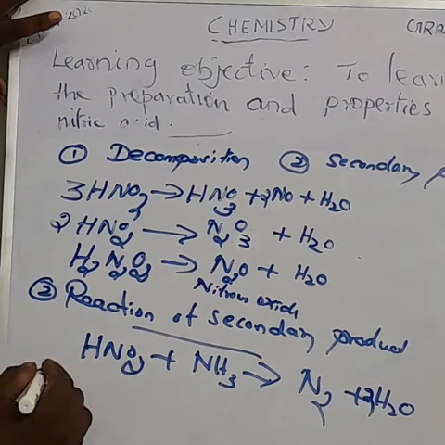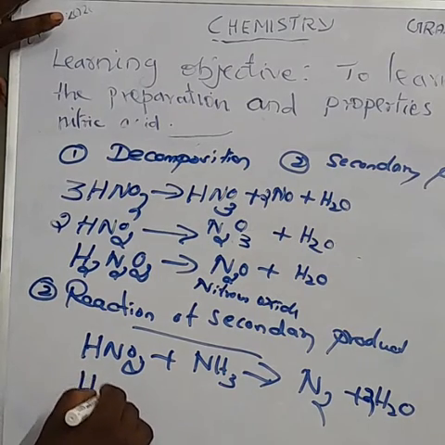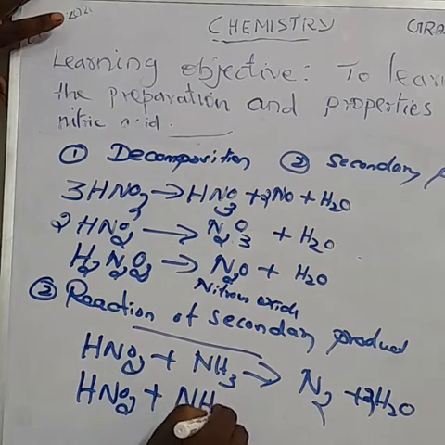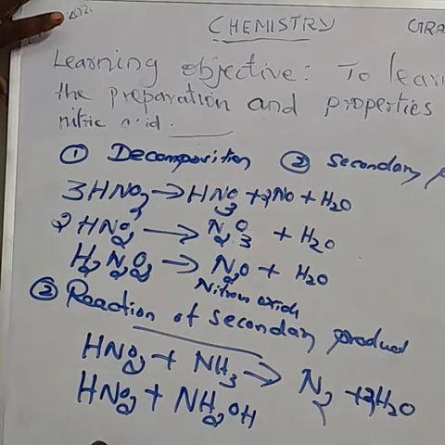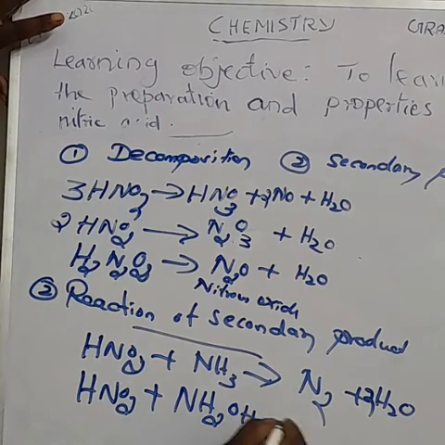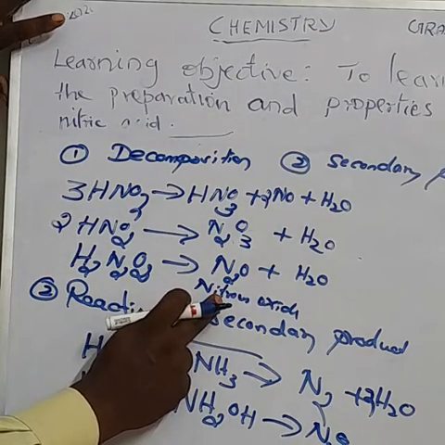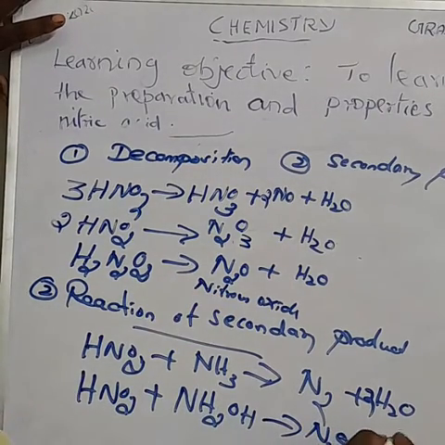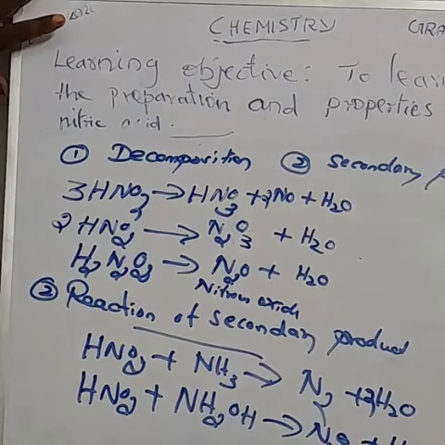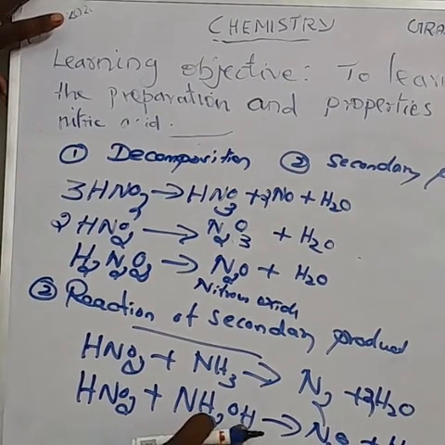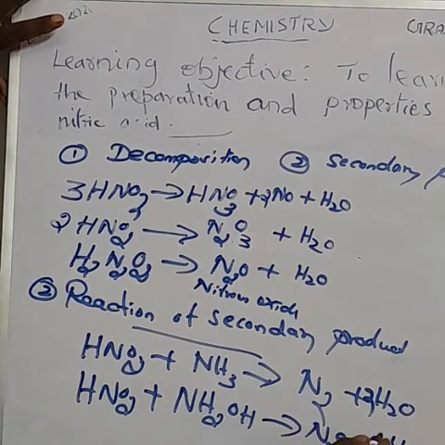Next, nitrous acid reacts with hydroxylamine to form N2O. Already I told you about N2O. What is N2O? Nitrous oxide. Here N2O plus water. How to balance the equation? 2 hydrogen, 3 hydrogen, 4 hydrogen. So make it 2 here. Now the equation is balanced.